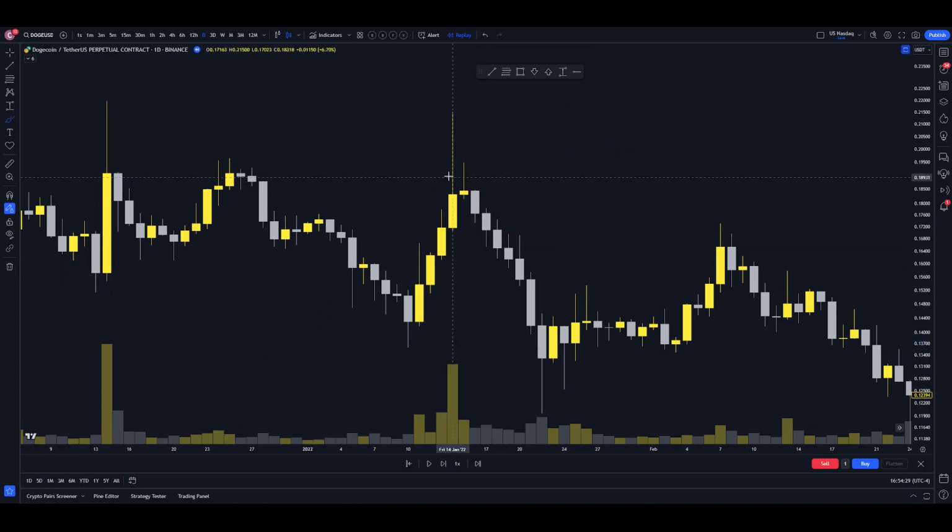Okay? So what might that look like? Again, here is our candle that gets engulfed. So your entry might be right here on this candle close.